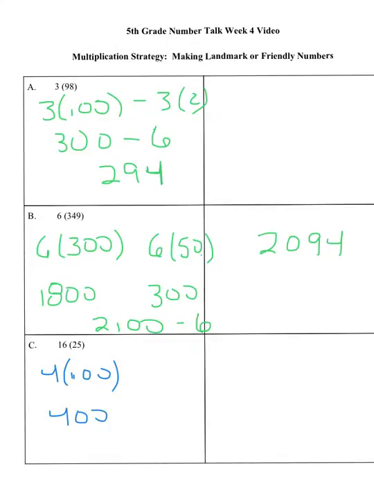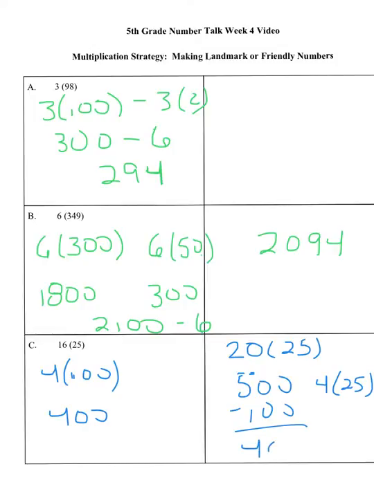I know others don't think of it that way, so another way we can look at it is this way. We can say, well, what if I made 16 into 20? So if I know that 25 times 2 is 50, so that's 500. But 16 is 4 less than 20. So 4 25's less. So that means I'm subtracting 100. So again, I'm left with my answer of 400.